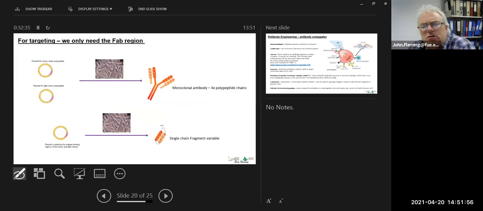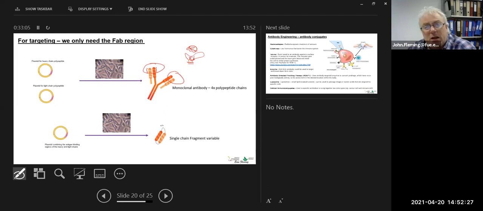Now, when it comes to recognizing antigen, I said that the bits that are important in the antibody are right up the very tips of the Ys. And this involves about 30 amino acids from the light chain and 30 amino acids from the heavy chain coming together in order to create this three-dimensional region that's capable of recognizing an antigen. So this is like our FAB.